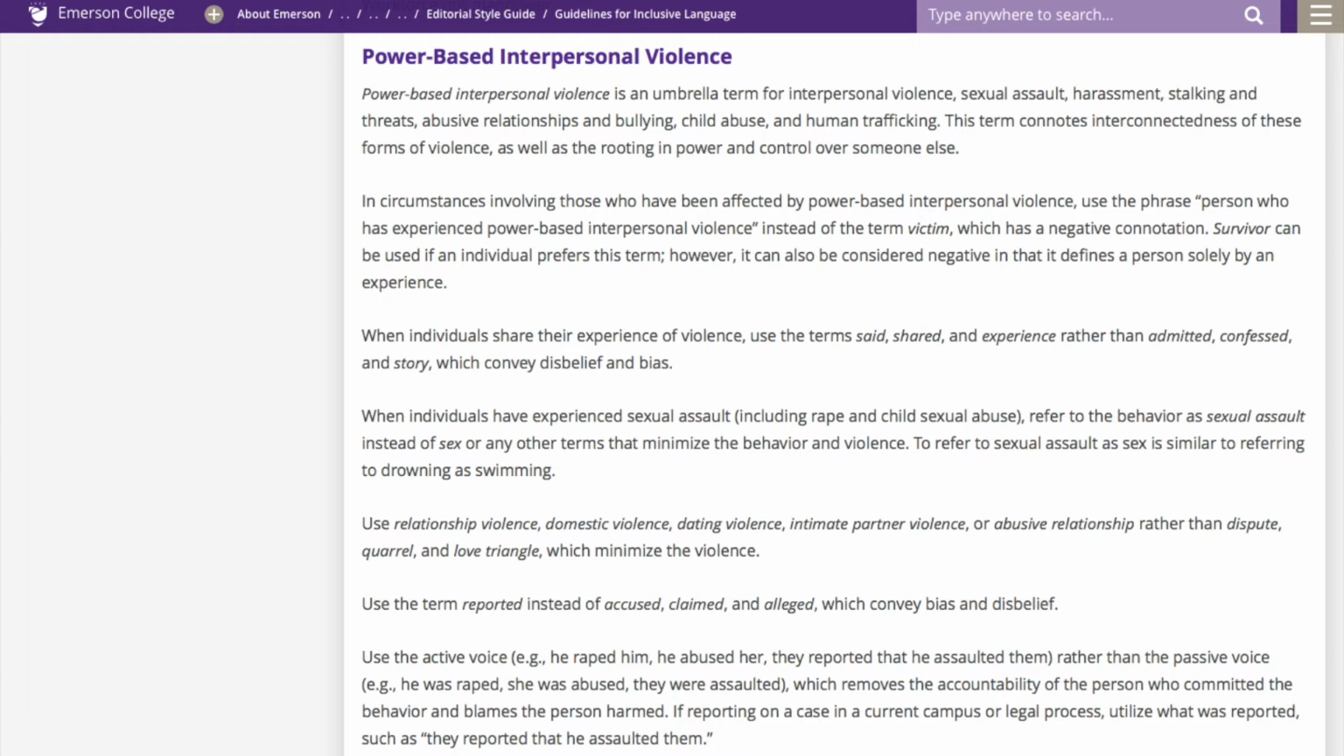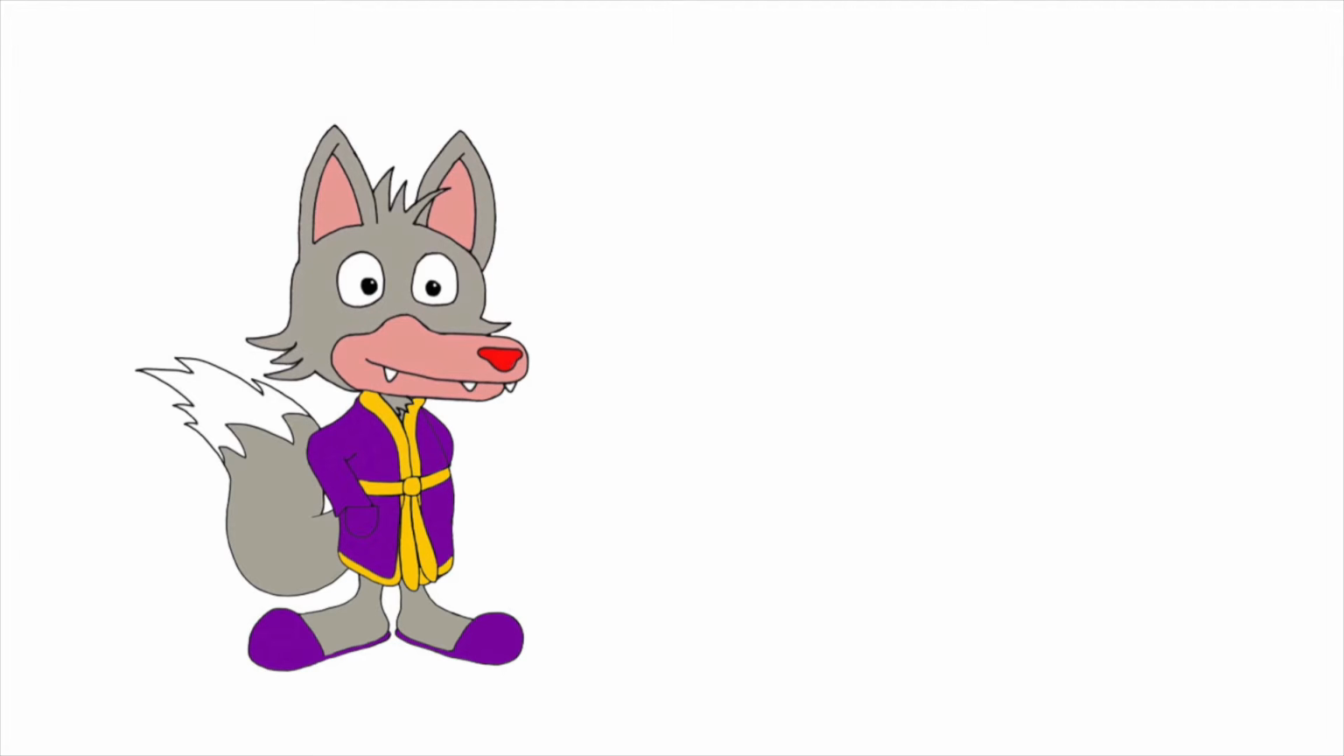When individuals have experienced sexual assault, including rape and child sexual abuse, refer to the behaviour as sexual assault instead of sex or other terms that minimalise the behaviour and violence. To refer to sexual assault as sex is similar to referring to drowning as swimming. Well, who's ever done that? Being raped and having sex are two different things. Obviously. Who needs to be told this shit? The people that need to be told this shit shouldn't be going to fucking college, should they?